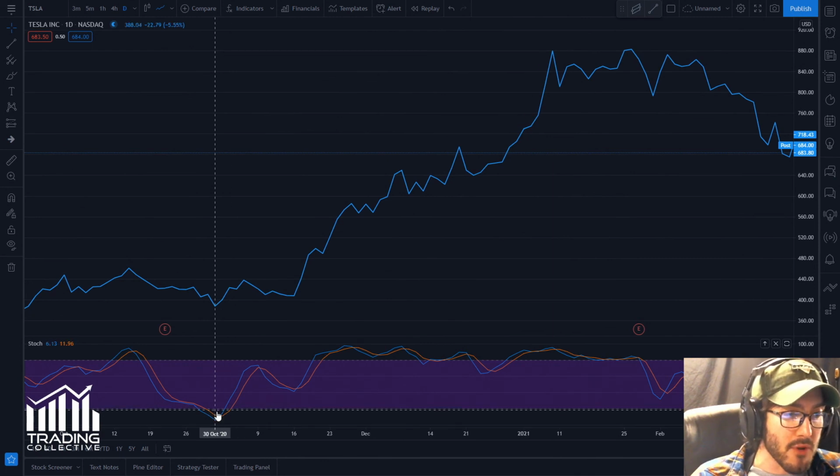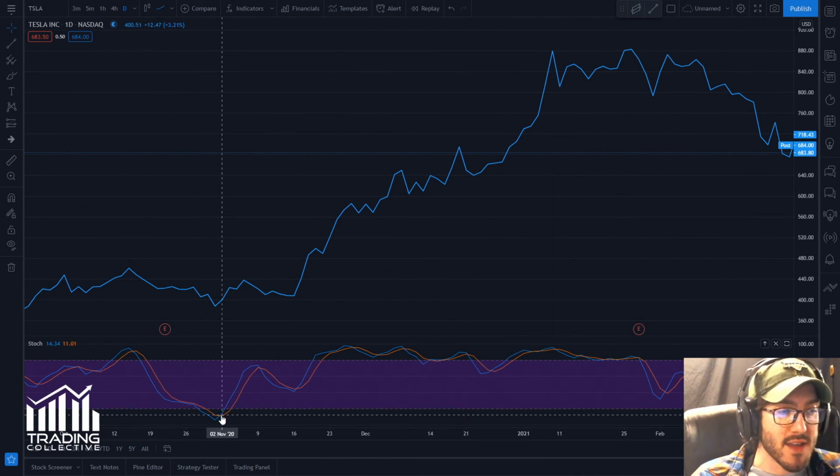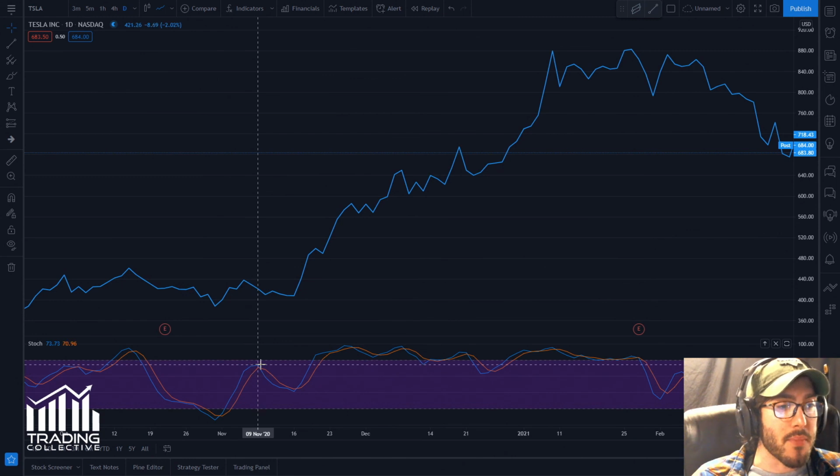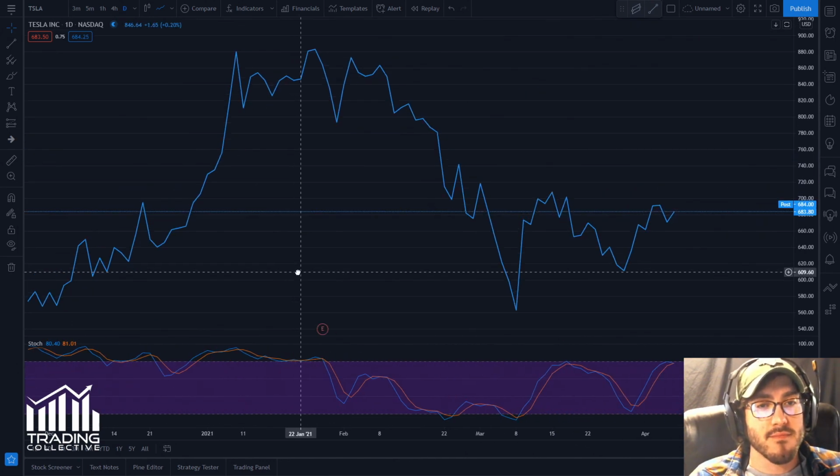So you would be able to buy in here when it's crossing and ride it out until it's back within its normal range, starts to peak out, starts to cross again right here, then you could exit. And that's how you use it.